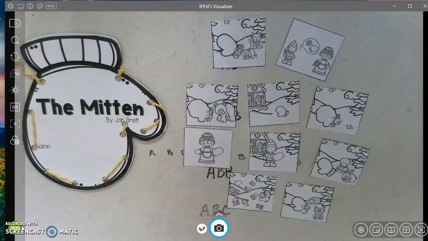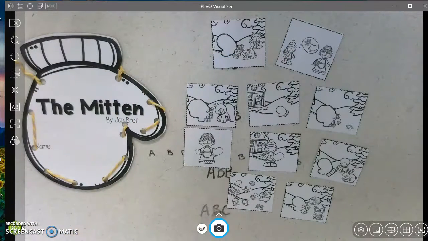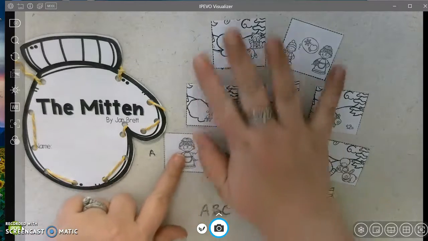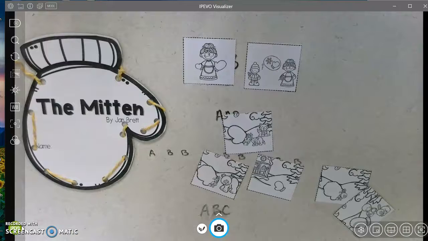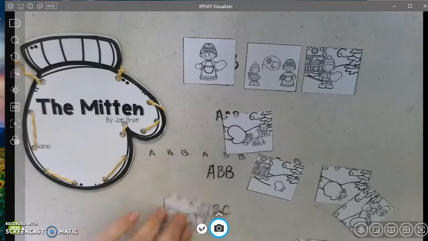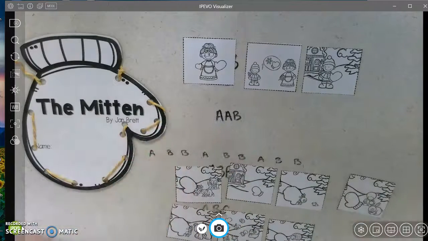So let's think. Here, we're starting with a person, right? We have Nikki and Baba. So let's look at the pictures that have Nikki and Baba in them. There's this one, and this one. These pictures have people in them. Okay? Which picture looks like the start of the story?